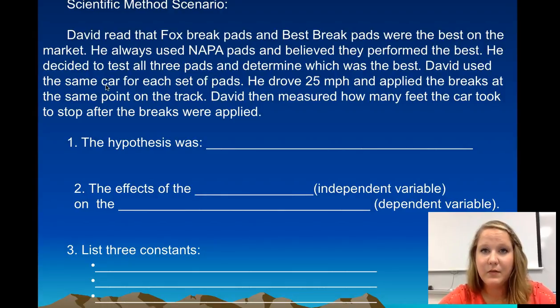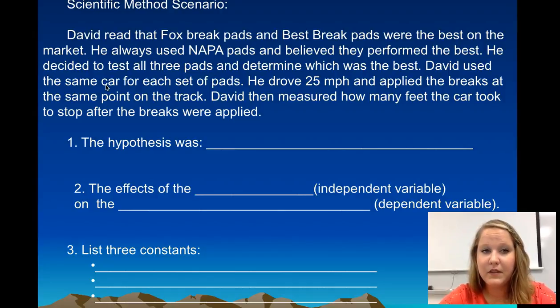So his hypothesis was that if he used the Napa pads, then his car would stop faster. So he is measuring the effects of the brake pads on the stopping point of the car. Now his constants in his experiment: he's using the same car, he's stopping at the same point on the track, and he's driving at the same speed.